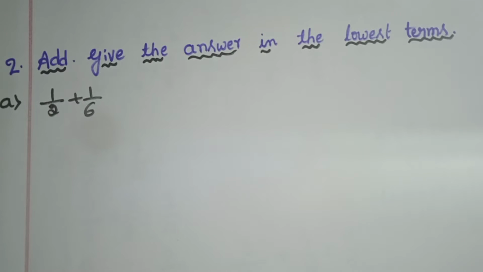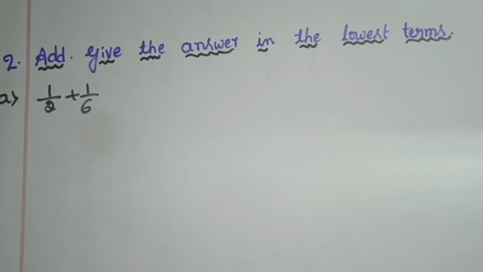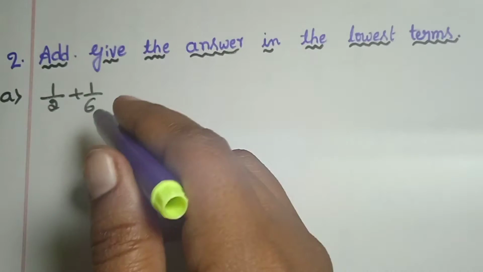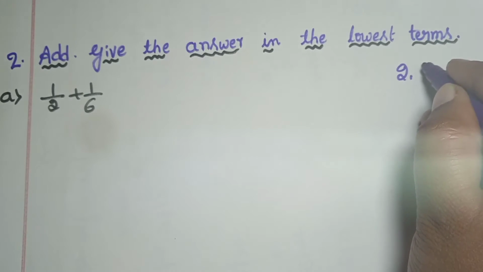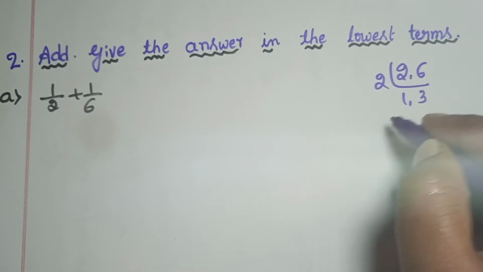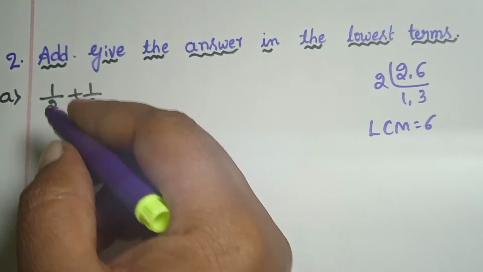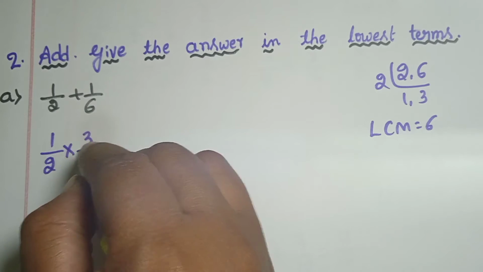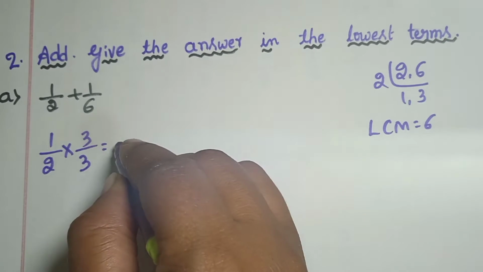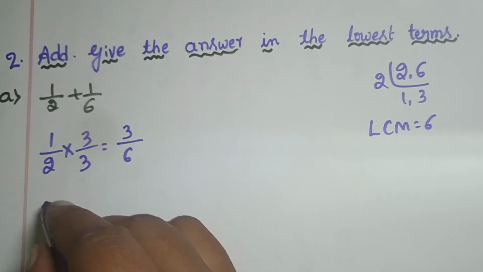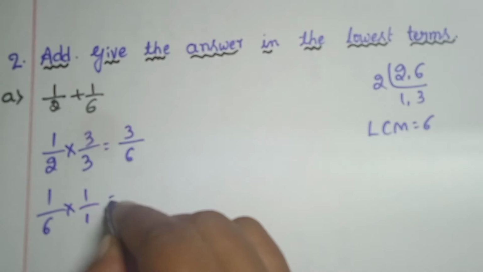Okay children, here add these fractions and give the answer in the lowest terms, the lowest form. Here 2 and 6 are the denominators. We have to equalize these denominators. What is the LCM children? Very easy. LCM is equal to 6. Then the same procedure: 1 by 2 into 3 by 3. To get 6 as the LCM, we multiply with 3 by 3. That gives 3 by 6. Here 1 by 6, we multiply by 1 by 1.